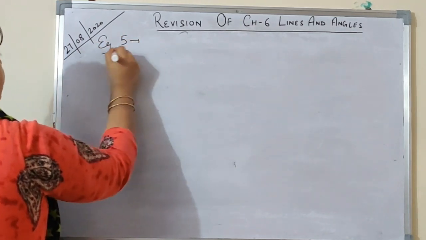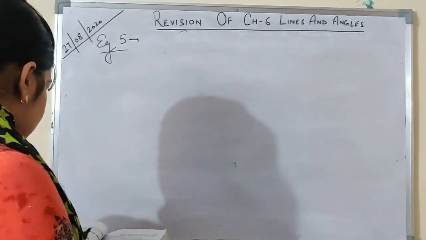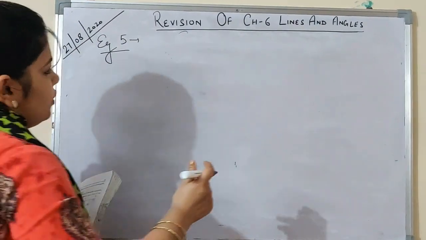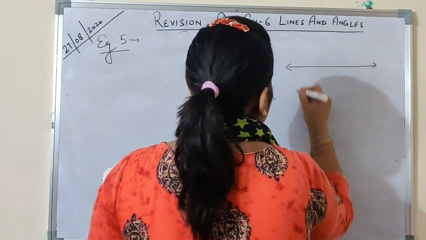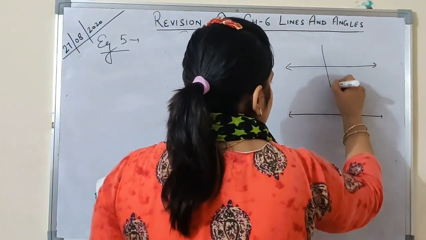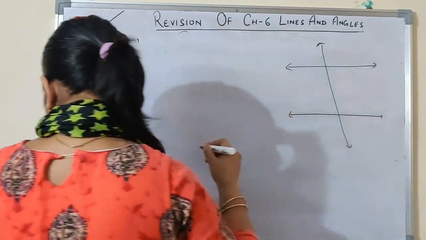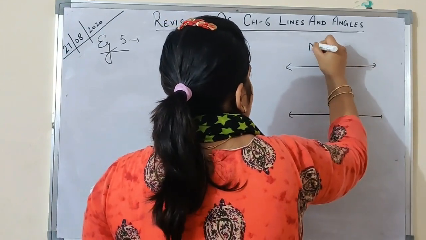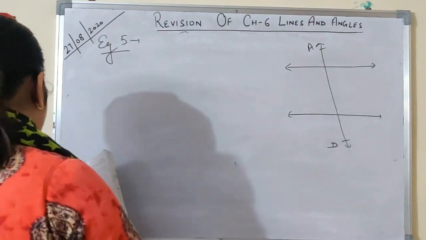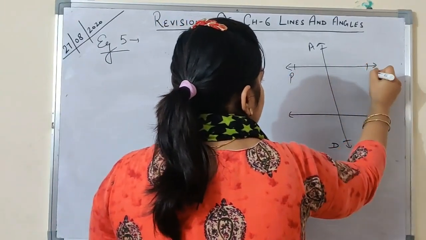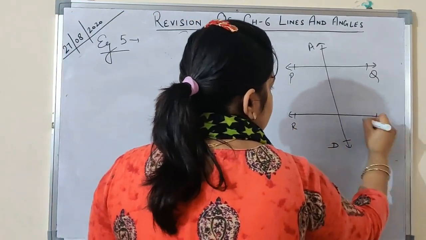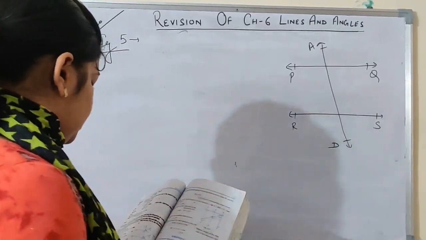Example number 5. Here, if a transversal intersects two lines such that the bisectors, first of all we have to draw a transversal which intersects two lines. Here you can see that AD is acting as a transversal for PQ and RS. This was given according to the question.